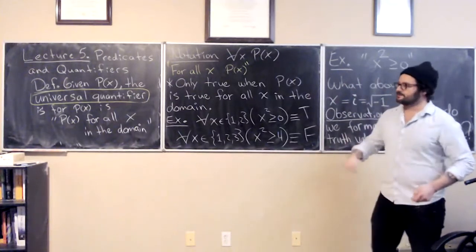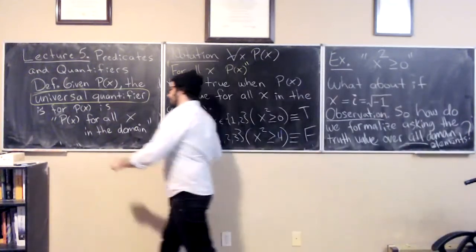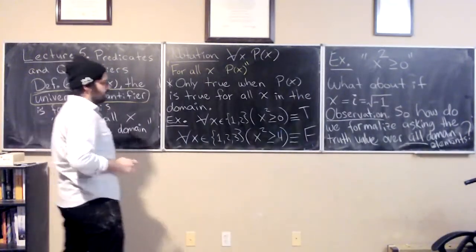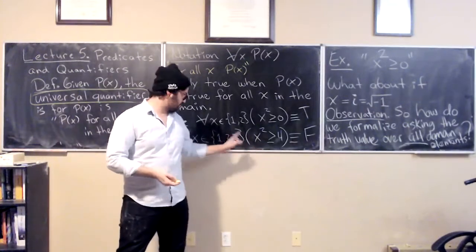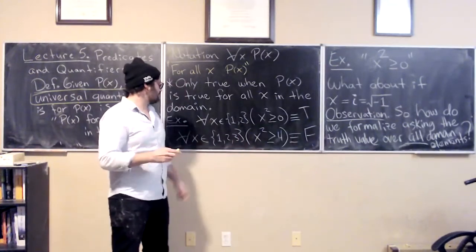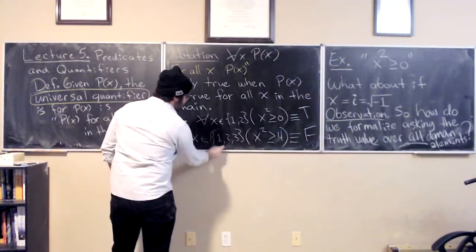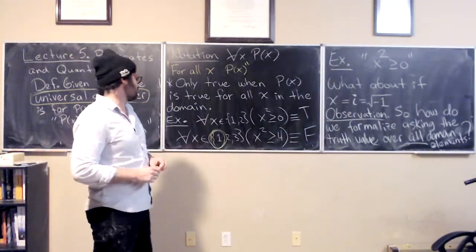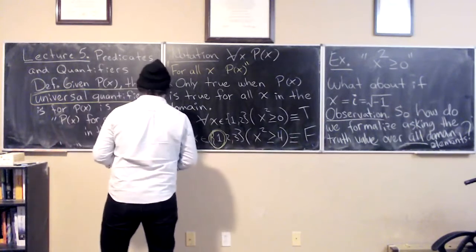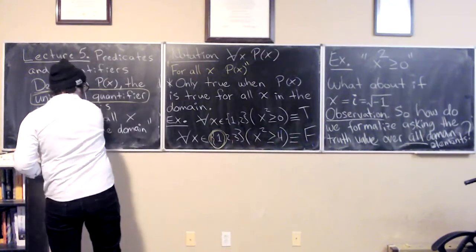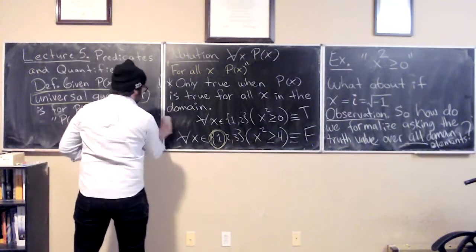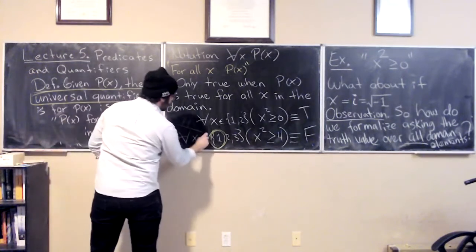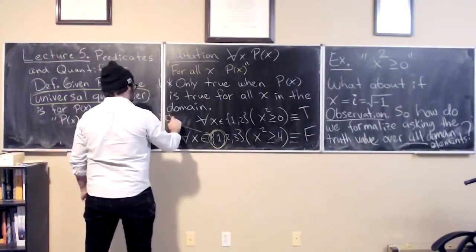Okay, now important terminology. So it is false. Good, I'm glad y'all caught that. But this thing right here, the one example of where the universal quantifier is false, is called a counterexample. So that right there is a counterexample.